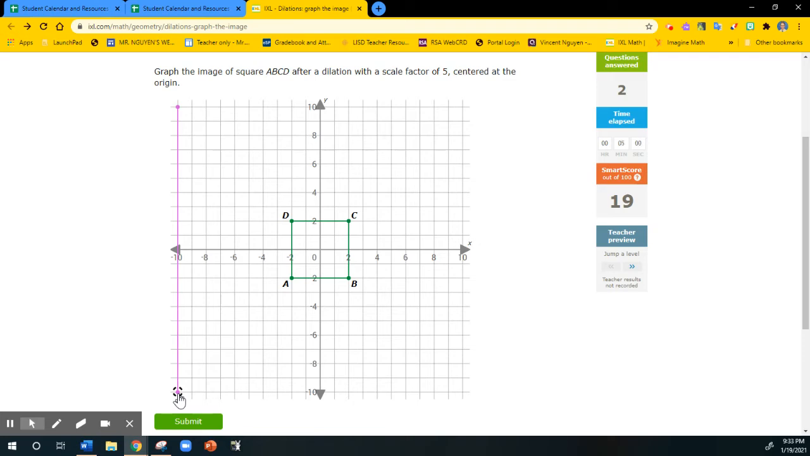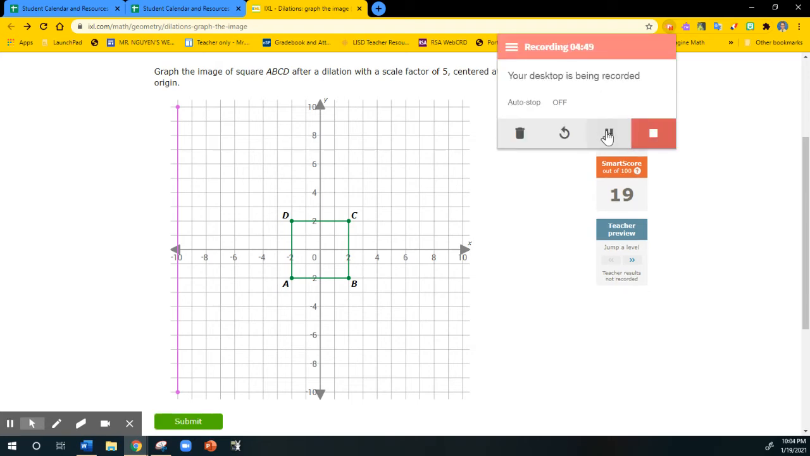So that should be my A. And then we're going to do B next. Well, B is also 2, -2, so it's going to be 10, -10, because we multiply by 5.